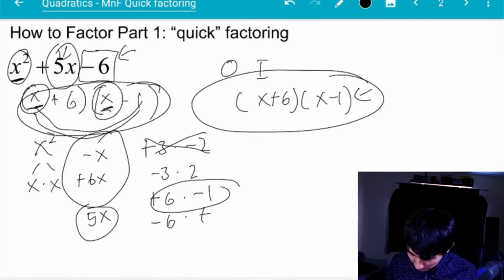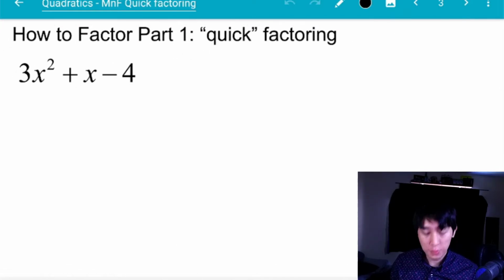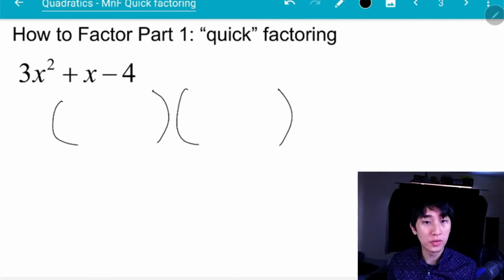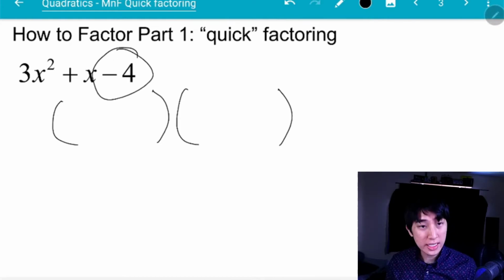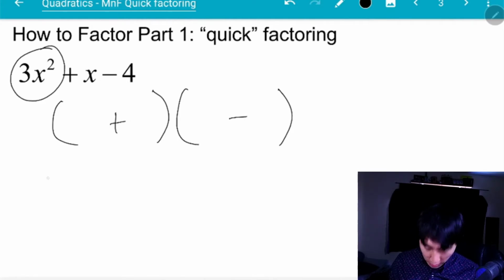So now from here, we're going to do the exact same thing. So step 1, the first thing I said we want to do is set up our parentheses. We know we want to get it in binomial form. The second thing we're going to do is set up our plus and our minus. Now what we do is look at this third number. If this is a negative, then one's positive, one's negative. We don't care what's what. Then we look at this first term. What are the factors of 3x squared? Well, there's a 3x times an x.